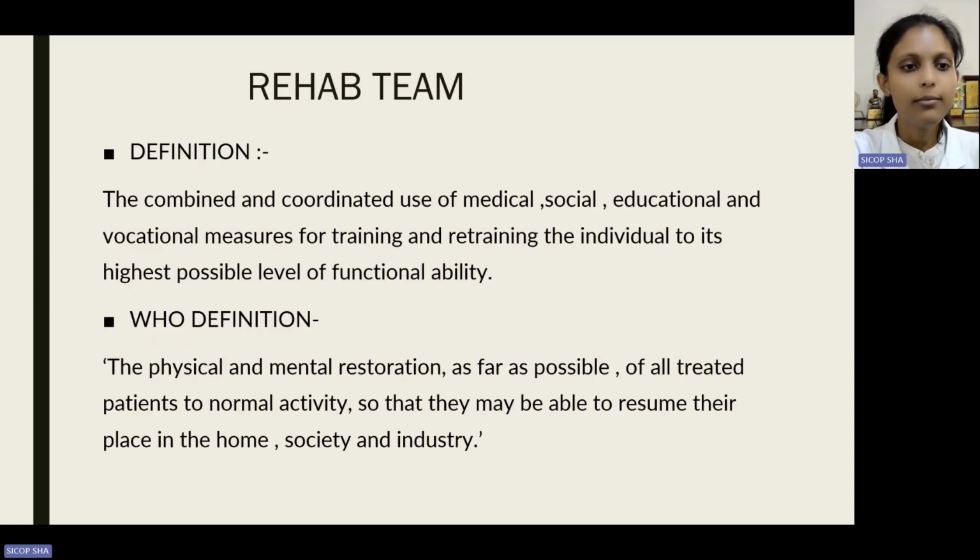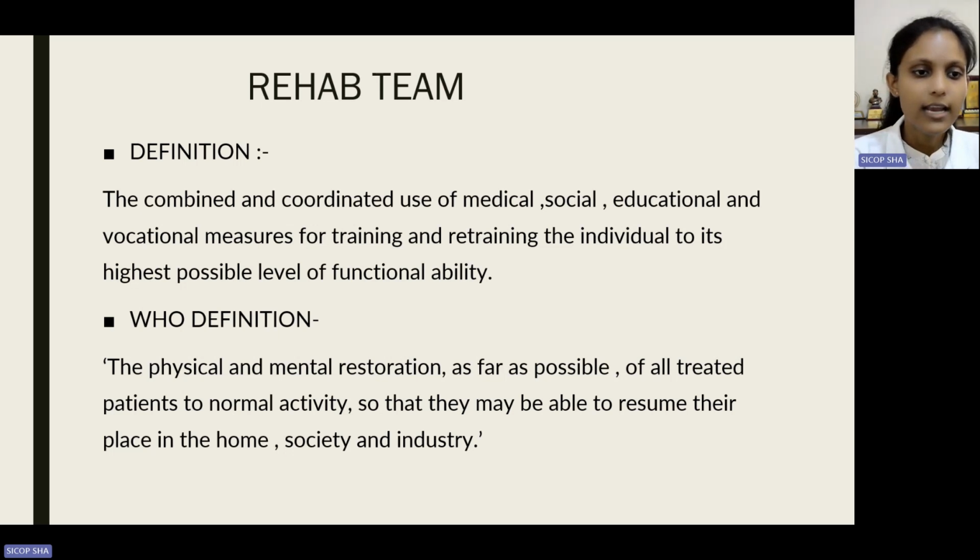Basically, a rehab team is nothing but the combined and coordinated use of the medical, social, educational, and vocational measures for training and retraining the individual to their highest possible levels of functional ability. The rehab team is patient centric. The team is based on the needs of the patient. According to the needs of the patient, the rehab team is set.